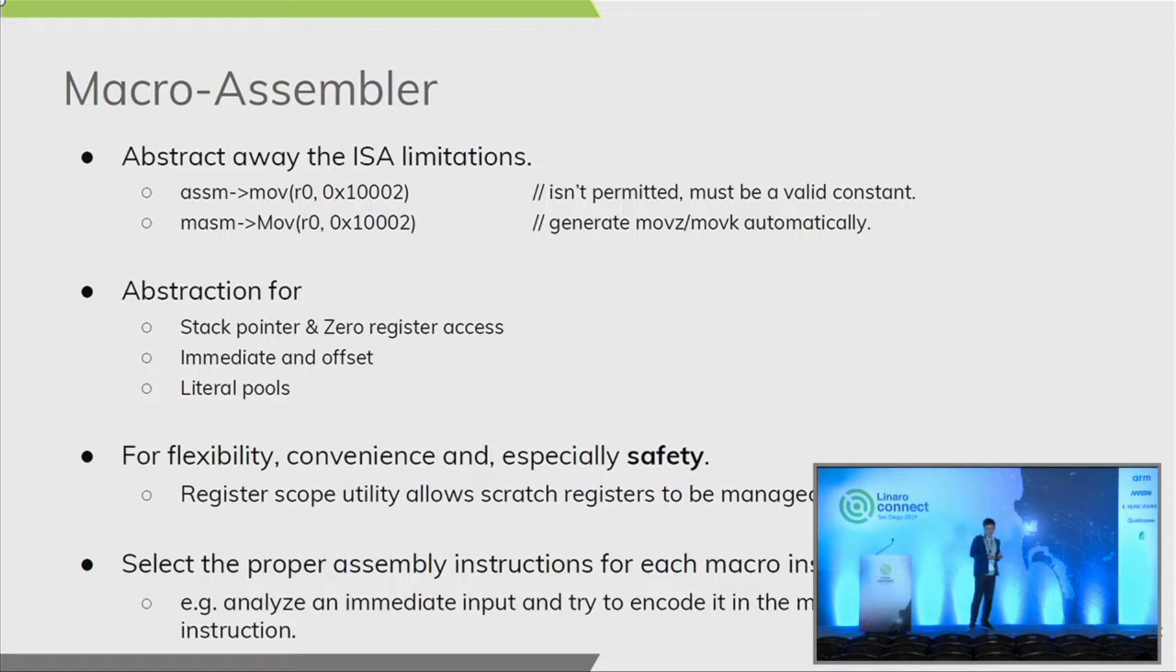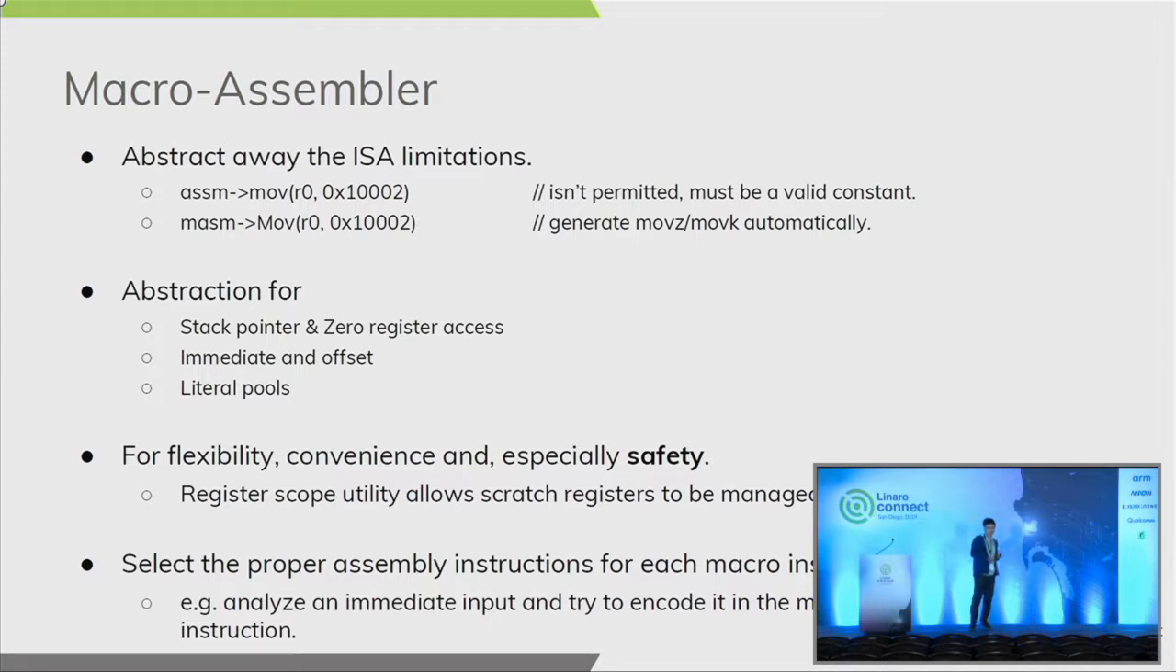In terms of abstraction, for example, in ARM64, register 31 can be the stack register or the zero register. The microassembler is able to generate the correct code for what you indicate. And we also abstract immediates and offsets, not only for integers, but for floating point too.